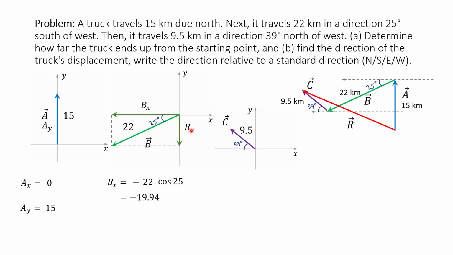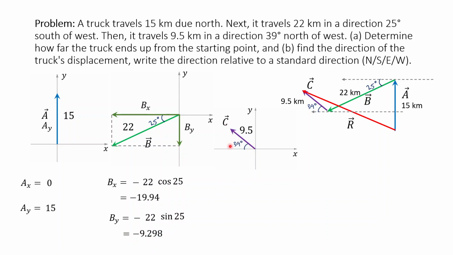Now the y component, by, is equal to, this vector also points to the negative y direction. So it is negative, times the magnitude. This is the y component, so you need to put sine of this angle. This is equal to this.